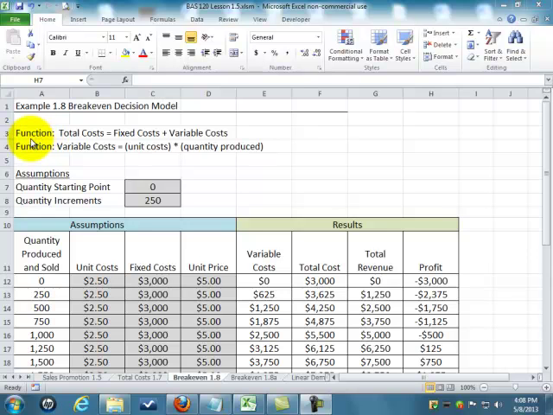So we talked about the function for break-even of total cost equals fixed cost plus variable cost. And as we said in the last video, variable cost is our unit cost times our quantity produced. Now, break-even is the concept of, at what point are my profits zero, or my total revenue and my total cost equal to each other? And after my break-even point, that's when I begin to make a profit. After I've made so many units, then I begin to make money.